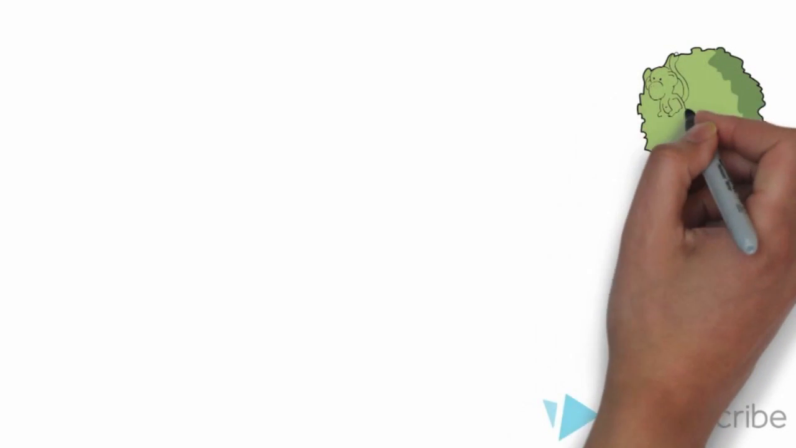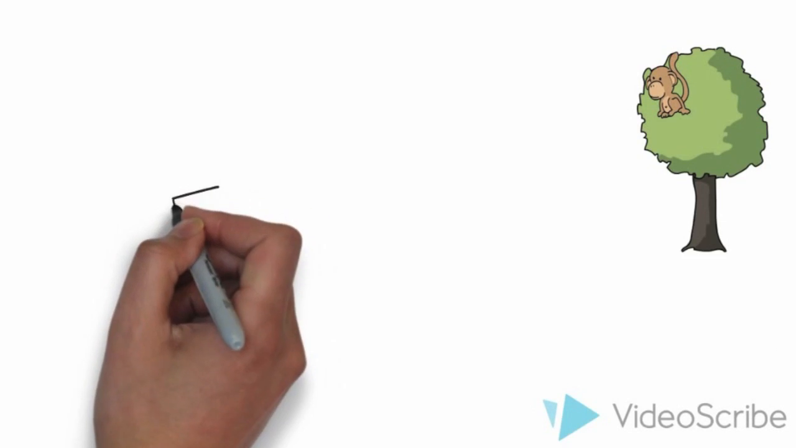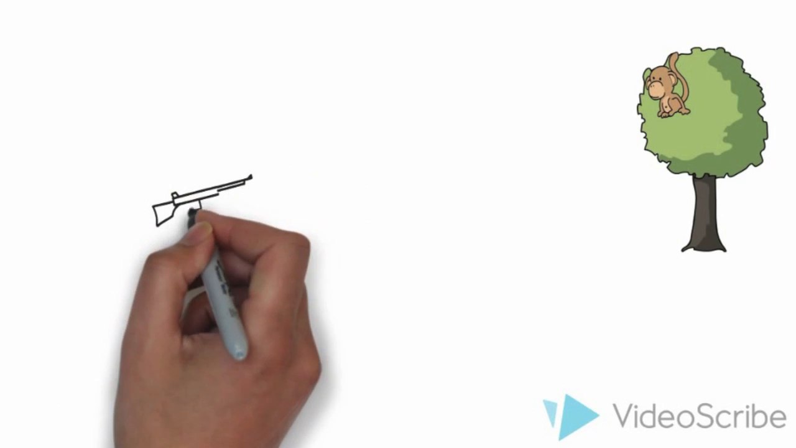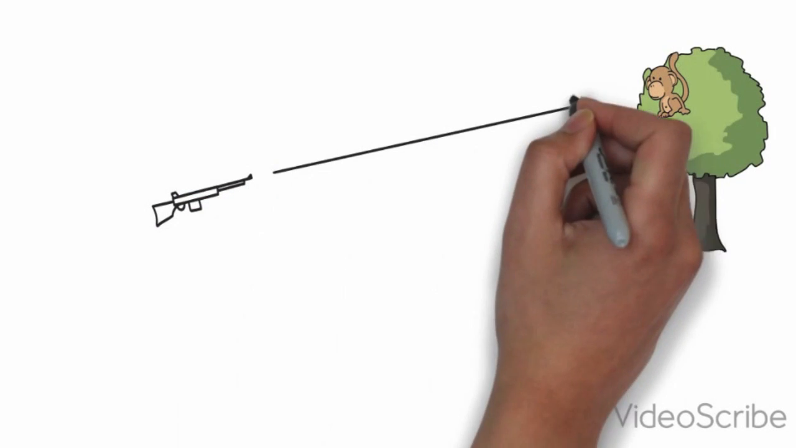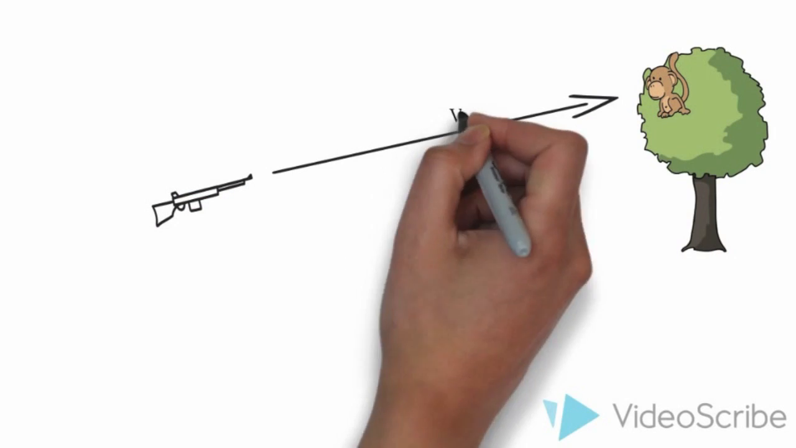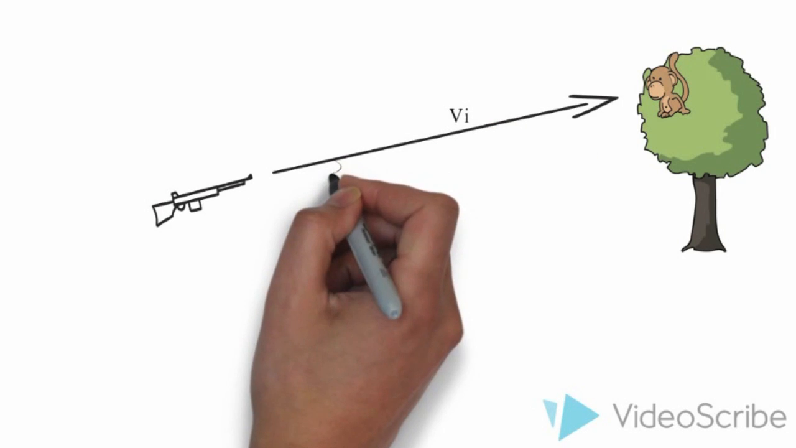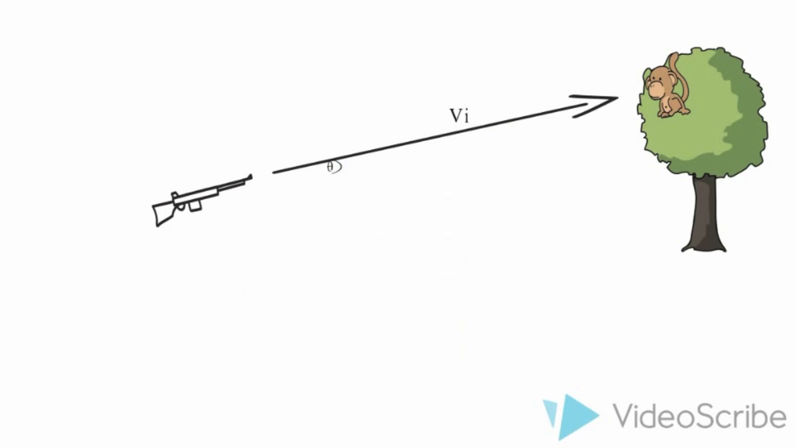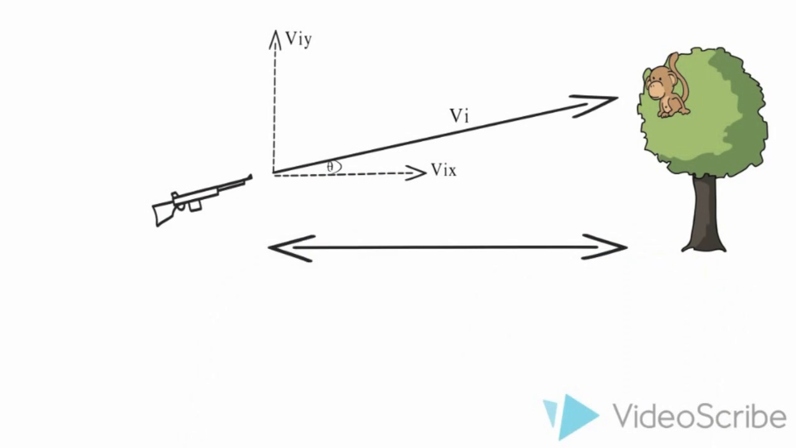Let's imagine we are trying to shoot a monkey in a tree. First, we need our rifle, which would be aimed at the monkey with an initial velocity of vi and a certain angle, theta. We could then break the velocity up into its components, the y component viy and the x component vix. The distance between the monkey and the rifle would be denoted by d and the height by h.